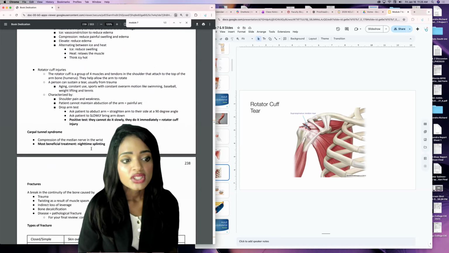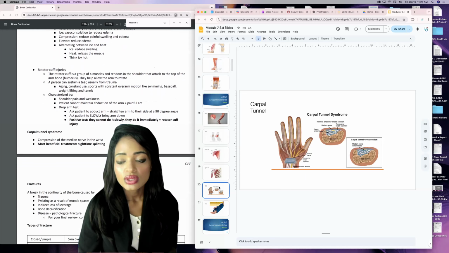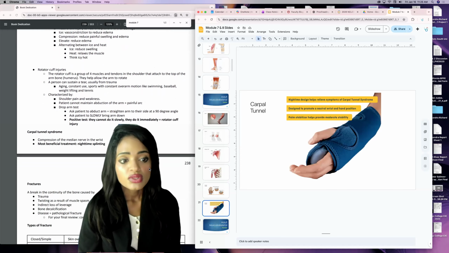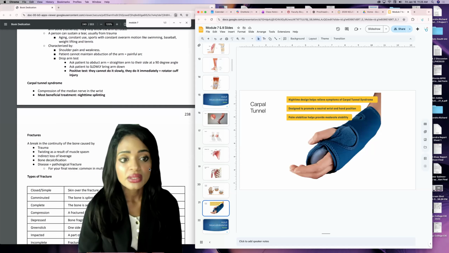At the bottom of page 237, make sure you know that carpal tunnel syndrome is a compression of the median nerve in the wrist. And the most beneficial treatment for carpal tunnel syndrome is nighttime splinting.